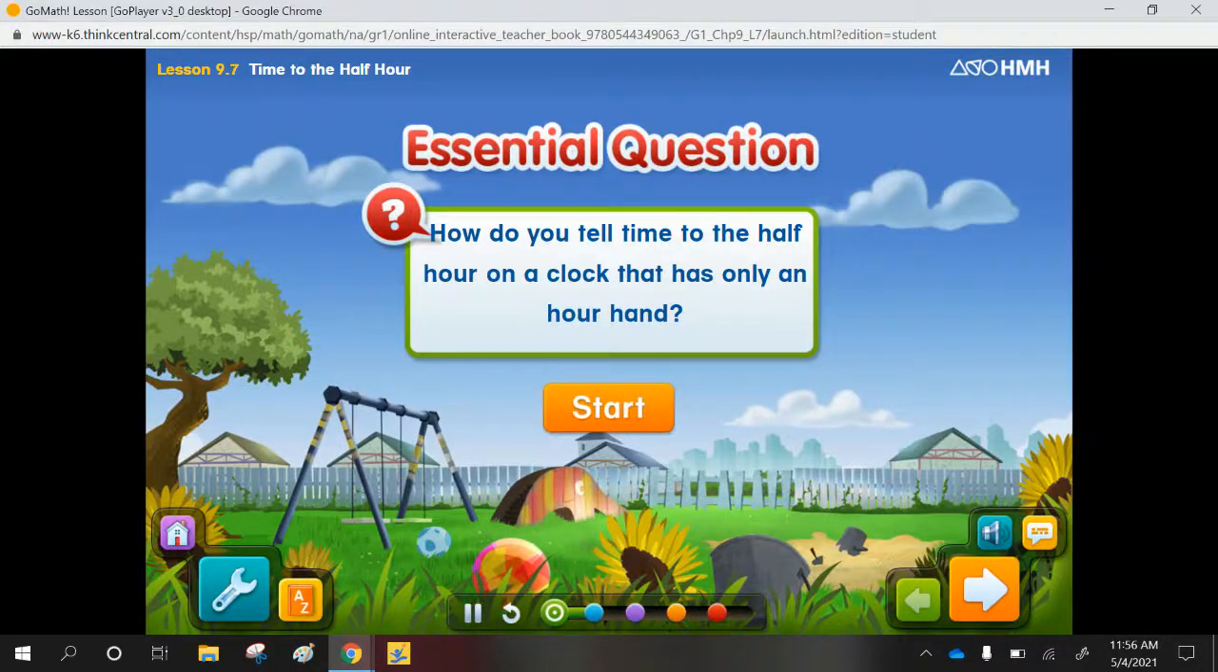How do you tell time to the half hour on a clock that has only an hour hand?